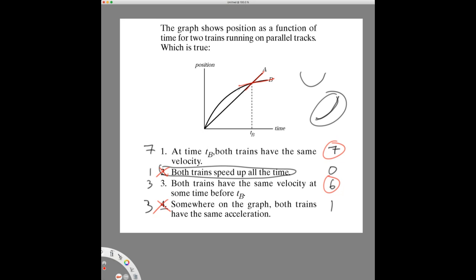So where would that, like somewhere in this area? Yeah, somewhere right around there, close to it. So you're saying they're parallel sort of at this point. Okay, but there's a good argument for option 1.